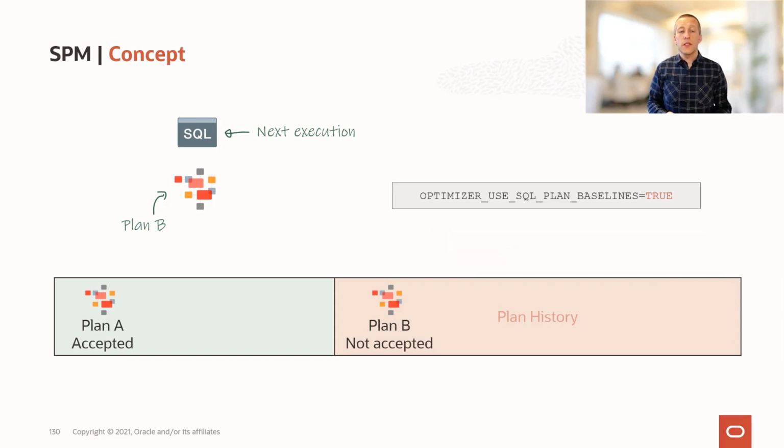If you set optimizer_use_sql_plan_baselines to true, SQL plan management will now tell the optimizer, you cannot use this plan. It hasn't been accepted yet. So plan B stays in the plan history. Optimizer discards plan B and uses plan A instead.